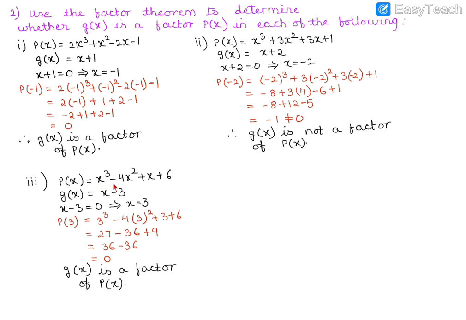The third one. I put here x minus 3 is equal to 0, which gives me x as 3. So I put it in px. The value of x is 3 and this time 3 cube is 27. This is 3 3s are 9 into 4 is 36 and 6 plus 3 is 9. So 27 plus 9 is 36 and 36 minus 36 is 0, or you could have taken a -9 plus 9. So gx is a factor of px.